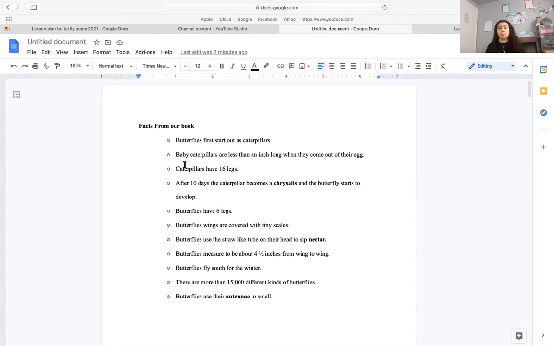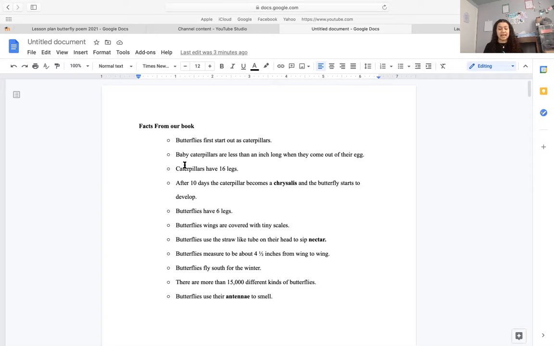Yesterday we read a book about the life cycle of butterflies, and we wrote down some amazing, interesting, fun facts that we found in the book. I want everyone to look at the whiteboard, and I'm going to read those facts to you. Butterflies first start out as caterpillars. Baby caterpillars are less than an inch long when they come out of their egg. Caterpillars have 16 legs. After 10 days, the caterpillar becomes a chrysalis and the butterfly starts to develop.